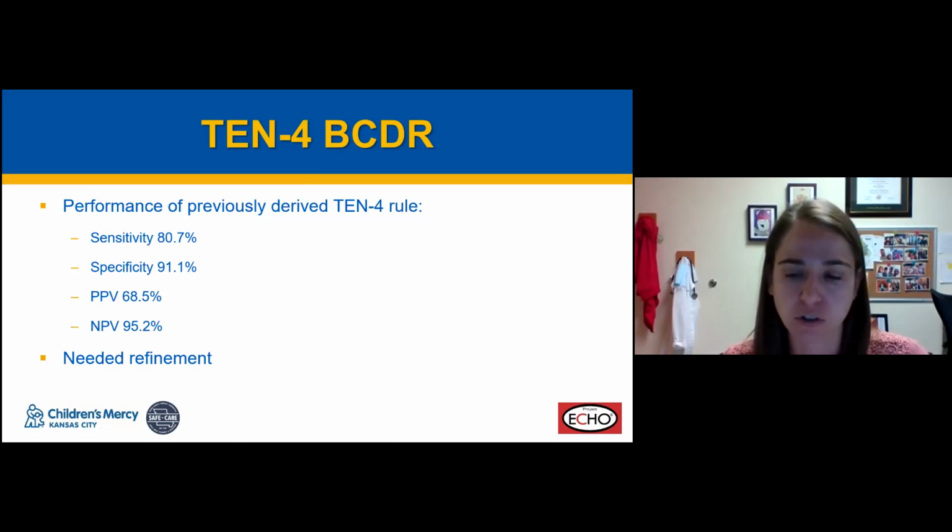They added some additional body regions that were identified with their new data, and then they modified the infant age threshold to include bruising anywhere in a child younger than 4.99 months. So essentially 5 months.